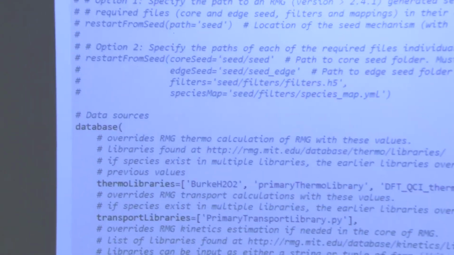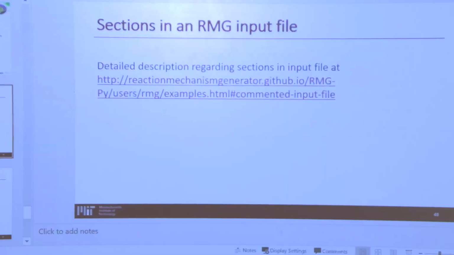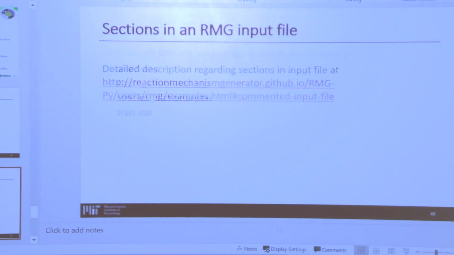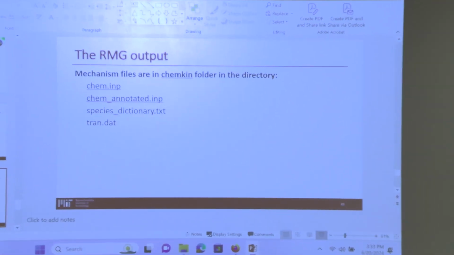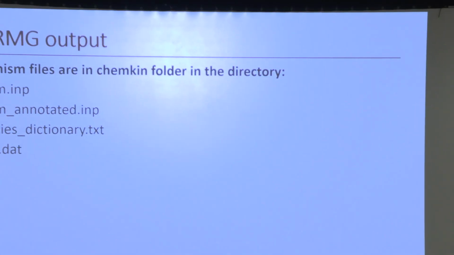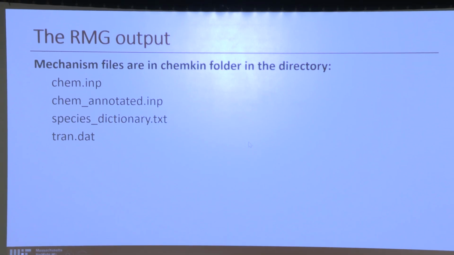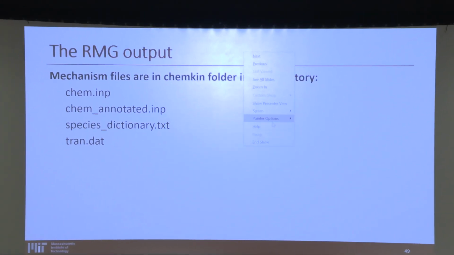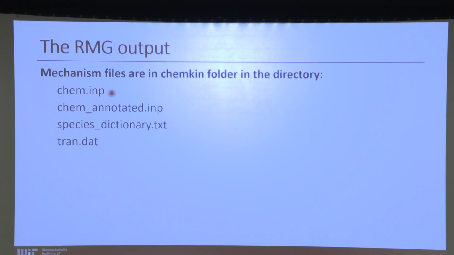And then there's other options that you can read down here if you want yourself. All right. And then the output from RMG is a regular Chemkin input file. So you could use the model that's made by RMG and run it in Chemkin or any other software that can handle Chemkin inputs, so Chemkin mechanisms.